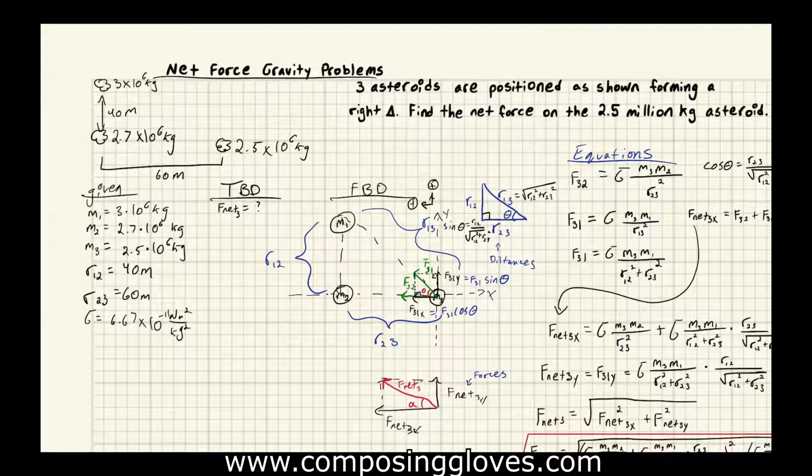We say, well, net force, what exactly are we asking for? So we see we have these three asteroids. They are positioned in such a way that they form a right triangle, and we want to know the net force on this guy. So we're basically saying, hey, if you had to draw one vector coming from this object that would show where this thing's going to go, what vector would you draw?